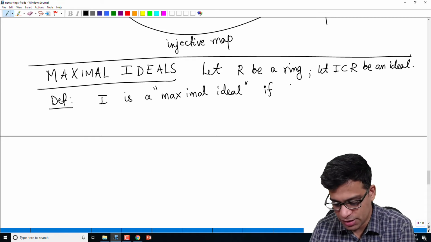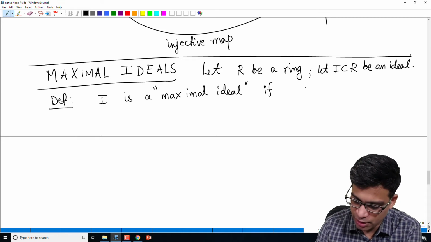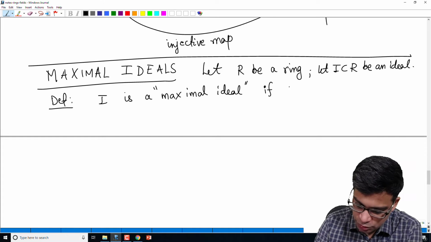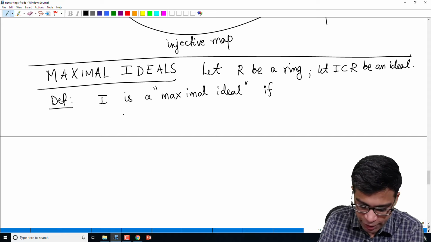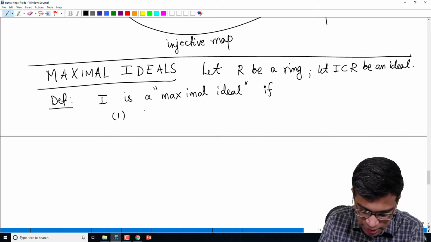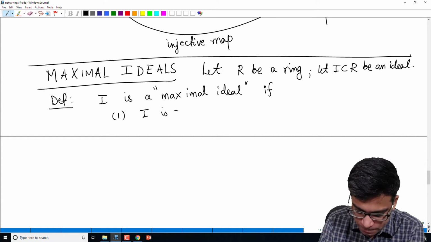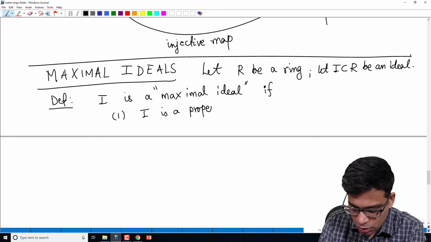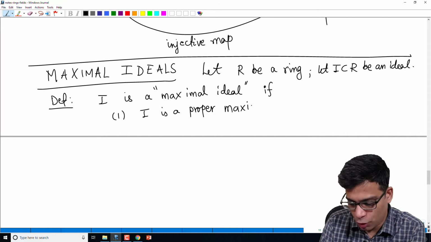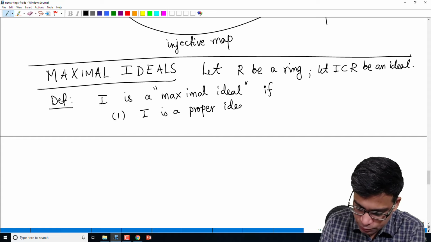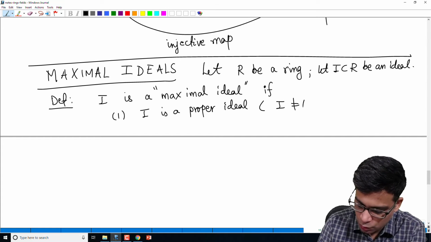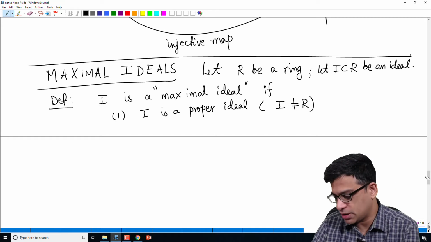So one way to put this is, I is a maximal ideal if, J is any ideal... First of all, we need two conditions. One is that I is a proper ideal. Remember, prime ideals are supposed to be proper. Similarly, maximal ideals are supposed to be proper. That means I is not equal to R, right? So proper ideal means I is not equal to R.